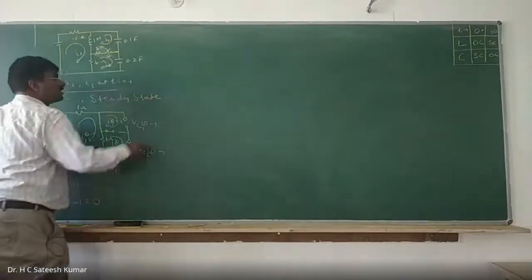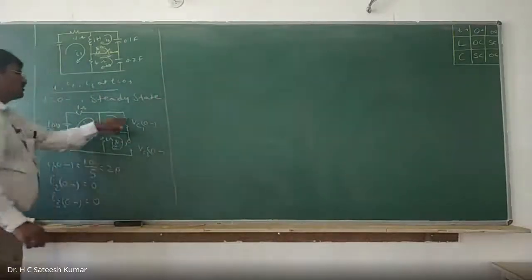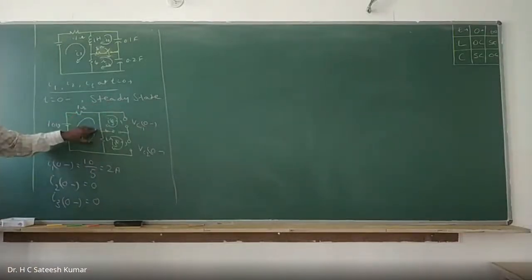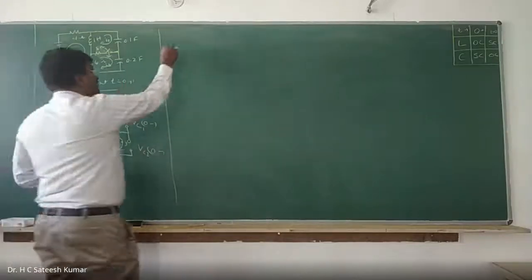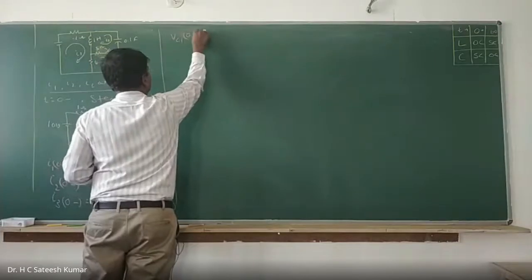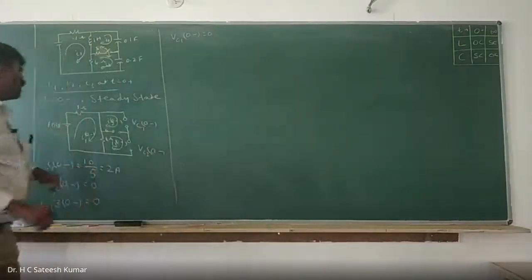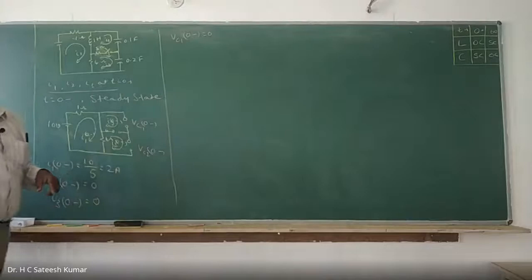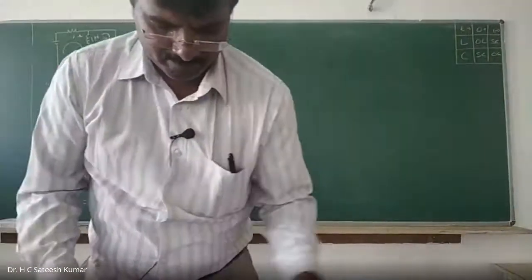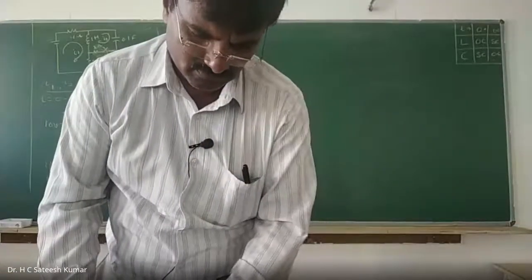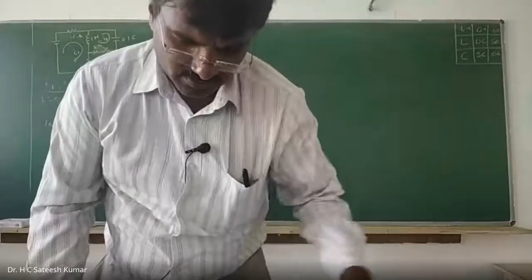What about this VC 0 minus? Because initially under steady state, this is open, this is voltage, but this voltage is nothing but equal to this voltage. But this is short circuited, therefore VC1 0 minus is equal to 0. And what about VC2 0 minus? VC2 0 minus is equal to VC1 0 minus, not 0, sorry, it is not 0.